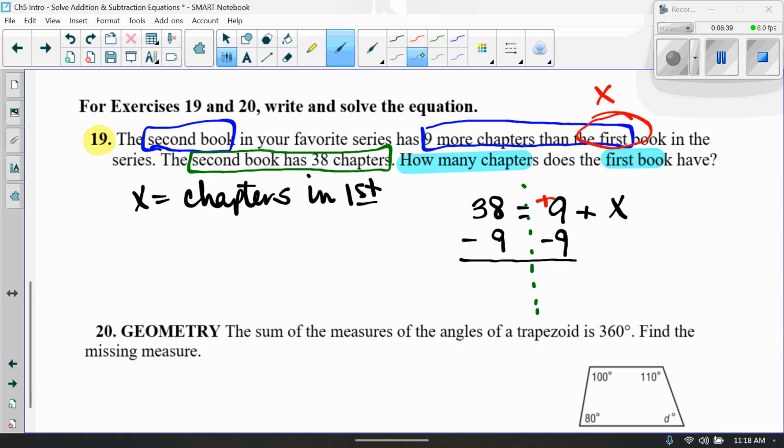So this is a number plus its opposite. That's equal to 0. And 0 plus X is X. And then 38 minus 9 is 29. 29 what? Chapters.